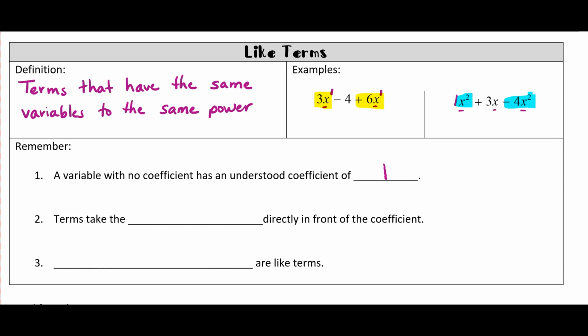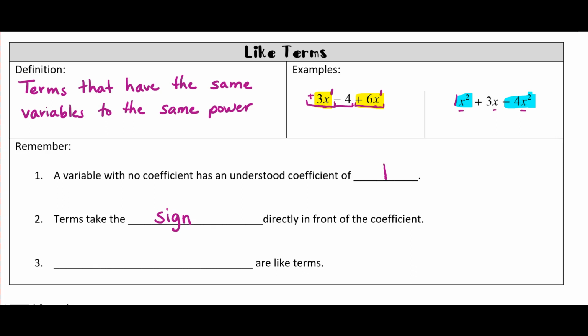Number 2, terms take the sign directly in front of the coefficient. So what that means is this 3x in this first example here has an understood positive. The 4 has a minus in front, so it becomes negative 4. And then this 6x is positive because of the plus in front. You always take the front sign.